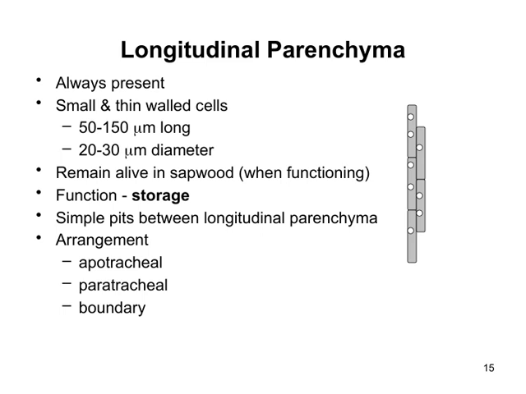Speaking of function, the main role of longitudinal parenchyma is storage, providing a reservoir for nutrients and other substances. These cells are connected by simple pits, which allow for the movement of fluids and nutrients between them. Now, regarding their arrangement, you'll find them in two main patterns: apotracheal, where they are located outside the tracheae, and paratracheal, where they are situated around the tracheae.